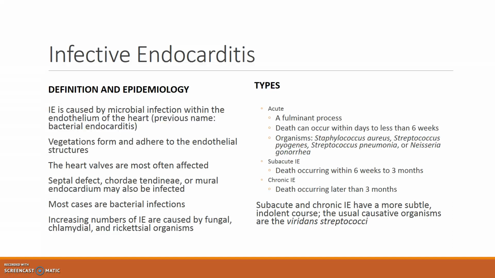There's acute, subacute, and chronic. Acute is a fulminant process. Death can occur within days to less than 6 weeks. And look at those organisms, ones we are familiar with: Staphylococcus aureus, Streptococcus pyogenes, Streptococcus pneumoniae, and Neisseria gonorrhoeae. In subacute, death occurs within 6 weeks to 3 months, and in chronic infective endocarditis, death happens after 3 months. Subacute and chronic infective endocarditis have a more subtle, indolent course, and the usual causative organisms are viridans streptococci.